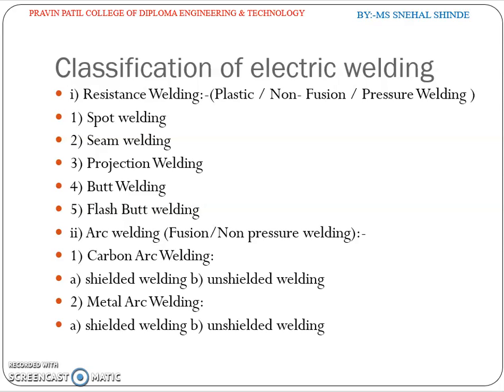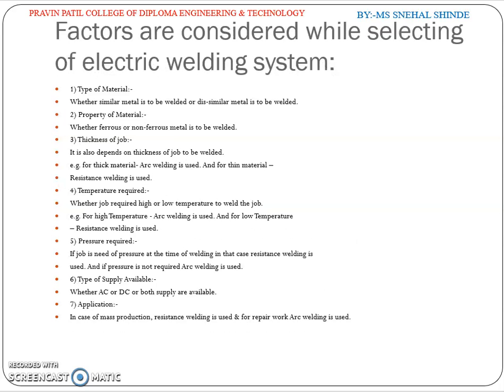And in metal arc welding, there are shielded welding and unshielded welding. The factors considered while selecting an electric welding system are the type of material, whether similar metal or dissimilar metal is to be welded, and the property of the material, whether ferrous or non-ferrous metal is to be welded. Then the thickness of the job to be welded.